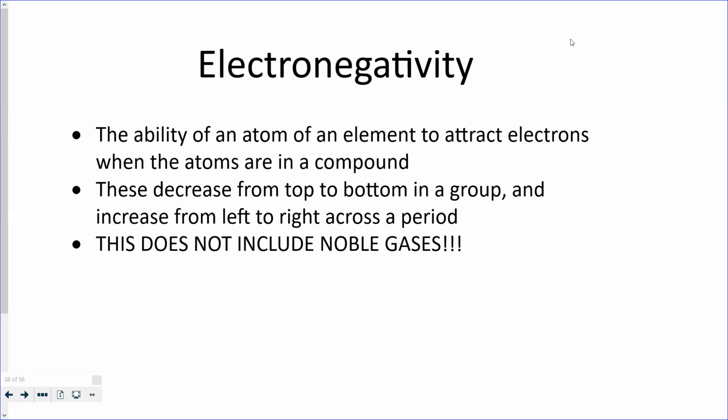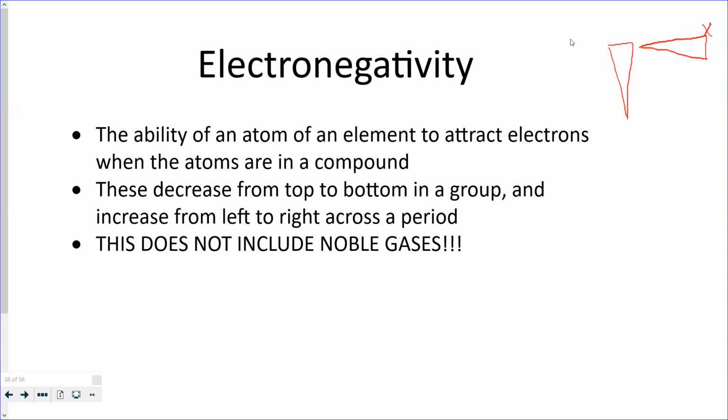The overall trend for electronegativity is that it decreases from top to bottom in a group. So going down a row on the periodic table, it gets smaller, or excuse me, a column, and it increases from left to right across the period. So these wedges will kind of make sense a little bit more later. But overall, that means that our highest electronegativity is going to be towards that top right corner.